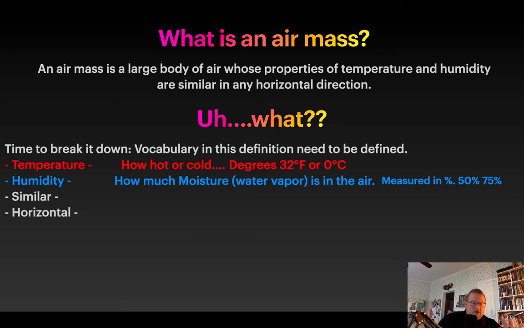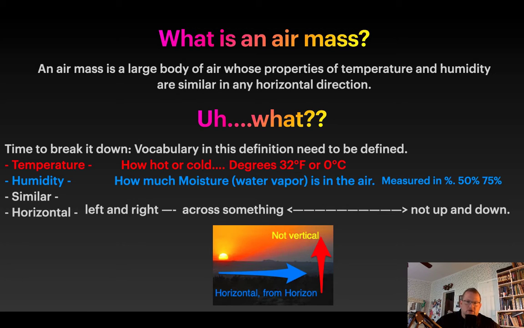So you're going to see Charlotte be at 78. You're going to see Concord and Salisbury be at 75. You're going to see Landis, China Grove, and Mount Pleasant be at 73. So the temperatures are going to be similar, but they're not going to be the same. And then, of course, what does horizontal direction mean? Well, remember, horizontal we think of as left and right. Okay, across something, not up and down.